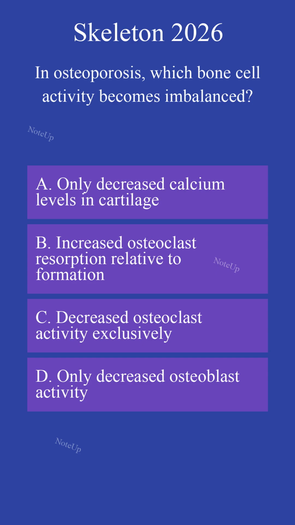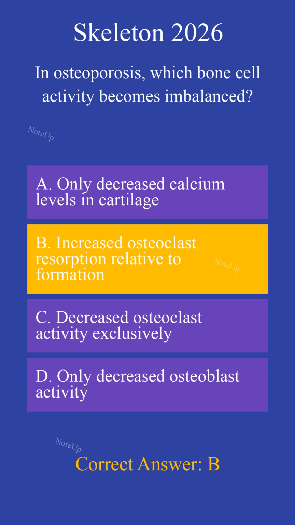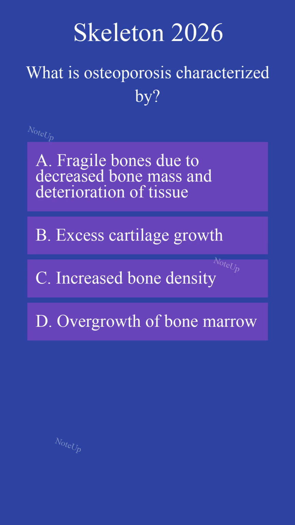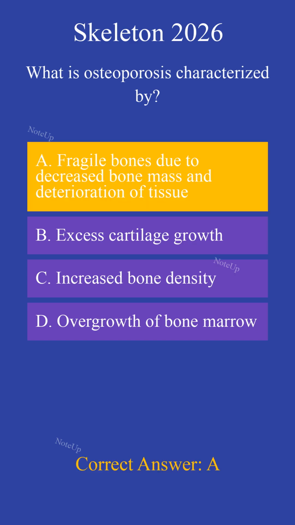In osteoporosis, which bone cell activity becomes imbalanced? The correct answer is B, increased osteoclast resorption relative to formation. What is osteoporosis characterized by? The correct answer is A, fragile bones due to decreased bone mass and deterioration of tissue.